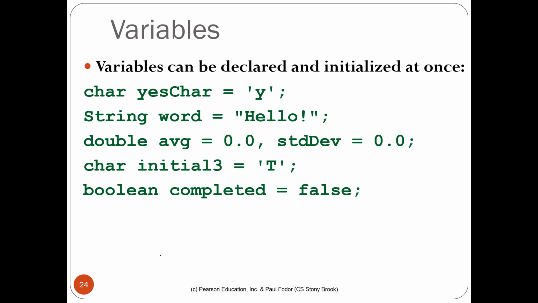Good. Now variables can be declared and initialized at once, right? So this is perfectly allowed. Char character is equal to y. So the left hand part is declaration. I should say from here to here you have declaration, and from here to here you have initialization. So you can combine these two into one statement. All these examples that you have here are examples of statements where we have declaration as well as initialization, which is perfectly fine.